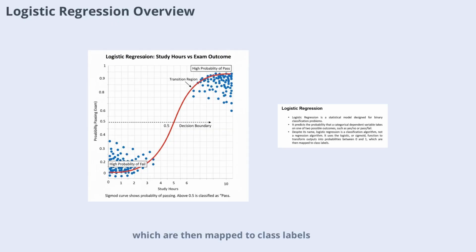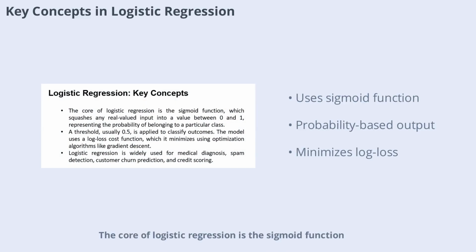The core of logistic regression is the sigmoid function, which squashes any real-valued input into a value between 0 and 1, representing the probability of belonging to a particular class. A threshold, usually 0.5, is applied to classify outcomes. The model uses a log-loss cost function, which it minimizes using optimization algorithms like gradient descent. Logistic regression is widely used for medical diagnosis, spam detection, customer churn prediction, and credit scoring.